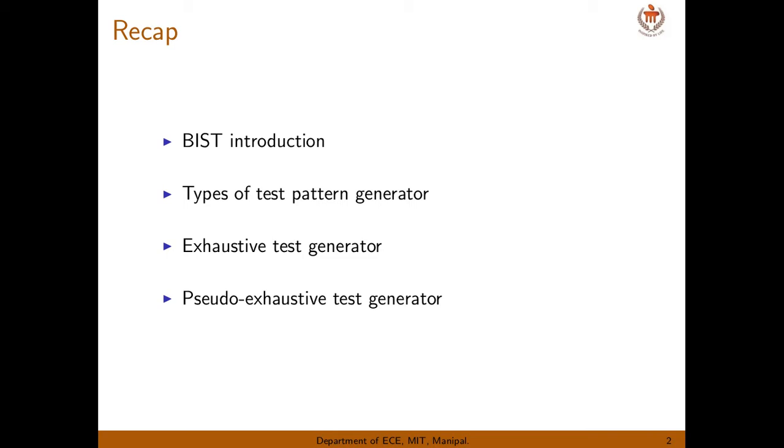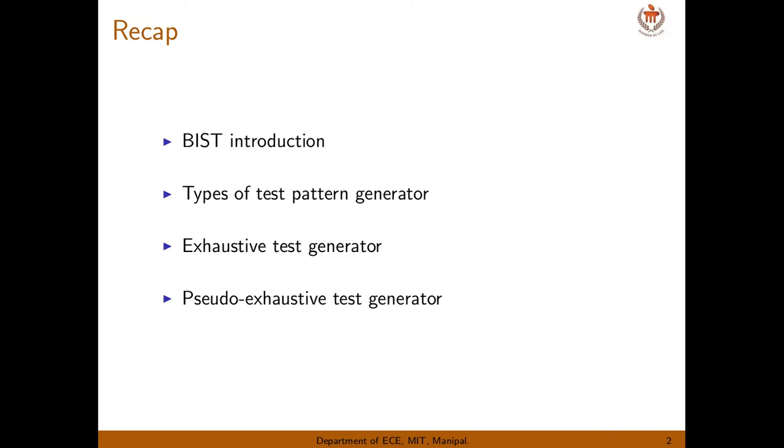In exhaustive test generator, you will generate all the possible test vectors. If the circuit has n inputs, then you will generate 2 power n vectors. However, it is not feasible if n is a large number. Next technique was pseudo exhaustive test generator. In the first example, we divided the whole circuit into two and added two additional OR gates, and we reduced the total number of test vectors, though we are able to conduct pseudo exhaustive testing.